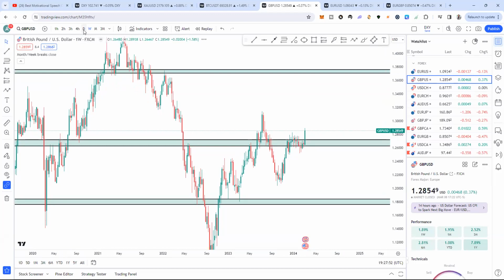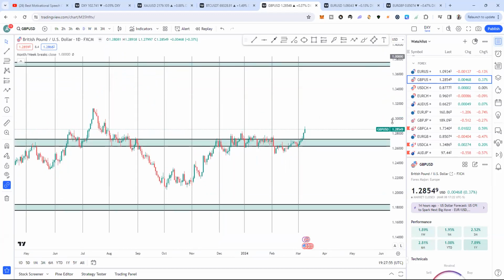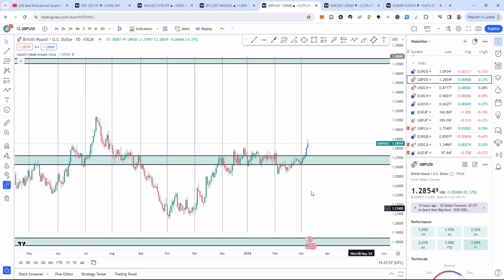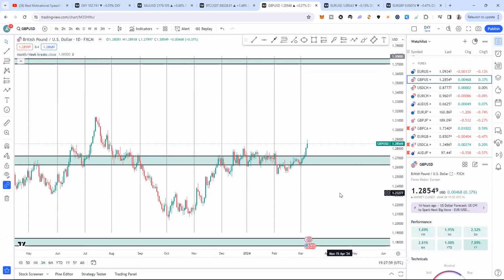Now, if you go to the daily time frame also, you will see that price is just breaking into a new zone. Can you see the way we are building our story?